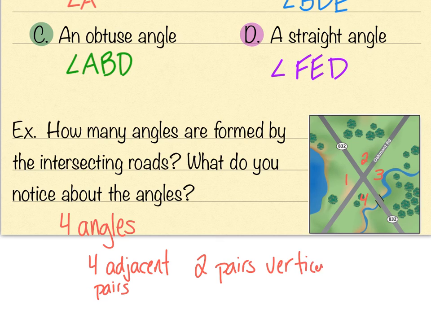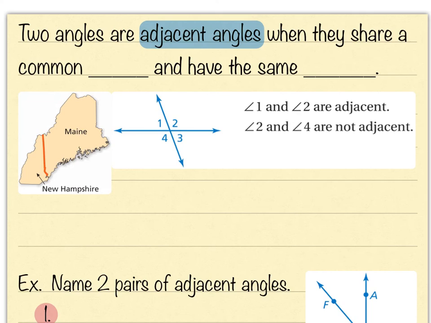So let's talk about what these angles are. Okay, so 2 angles are adjacent angles when they share a common side and have the same vertex. The word adjacent isn't just used in math. Sometimes we'll use that in geometry or really any conversation where you're saying 2 places are next to each other. The word adjacent just means next to. So for example, we could say New Hampshire is adjacent to Maine because it is next to. They share a common border.